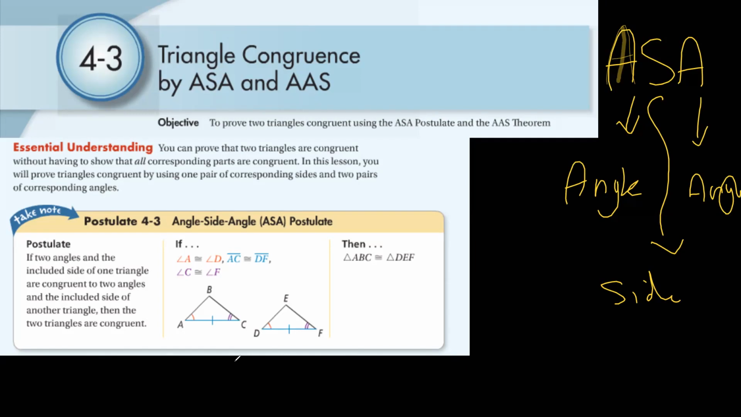Look at this postulate here, 4.3. If two angles and the included side of one triangle are congruent to two angles and the included side of another triangle, that means the two triangles are congruent. What does it mean?